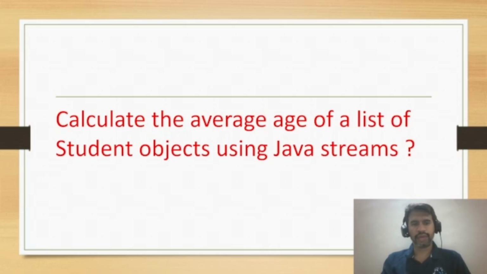So the question is we have to calculate the average age of a student. So basically we are given a list of students and we have to find out the average age of the student by using Java streams. I hope the question is clear to you. Let's see how to do it.